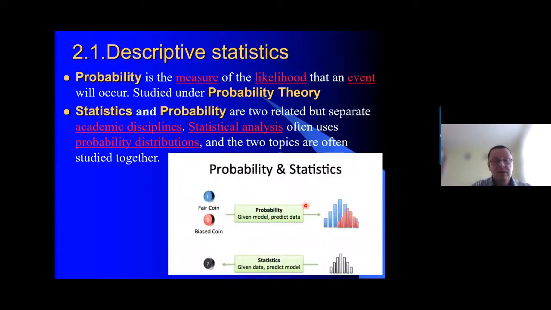Very tightly related to statistics is the term probability. And here it is time to denote the key difference between probability and statistics. When we talk about probability, it's a measure of the likelihood that events will occur. And it's studied under probability theory, which is also, in fact, an independent scientific area. With probability, we measure whether we have some reasons that something will happen or will not happen, and we provide some measures about this. Statistics and probability are two related but separate academic disciplines. Statistical analysis often uses probability distributions, and the two topics are often studied together.